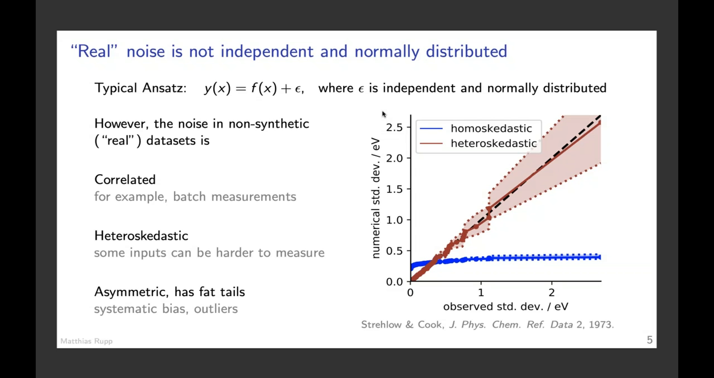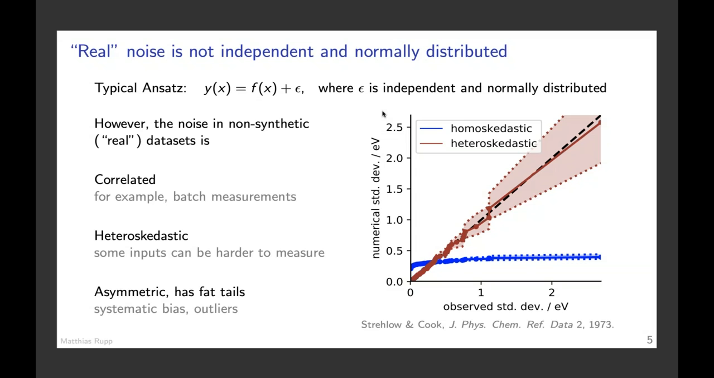For example, this real noise tends to be correlated. Imagine you're doing an experiment and you measure in batches on a plate. There will be correlation between all the measurements done on the same plate. Then there is heteroscedasticity: some inputs can be harder to measure than others. This is clear for experimental data, but also for computational data. If you include heavier atoms, the need for relativistic corrections becomes stronger. So if you don't have them, or have a too simple form, then depending on which atoms are in your molecules, the error might be larger or smaller. And there are many other aspects: the error can be asymmetric, it often has broader tails than the normal distribution, which tapers off exponentially quickly, and there are outliers, all of that.